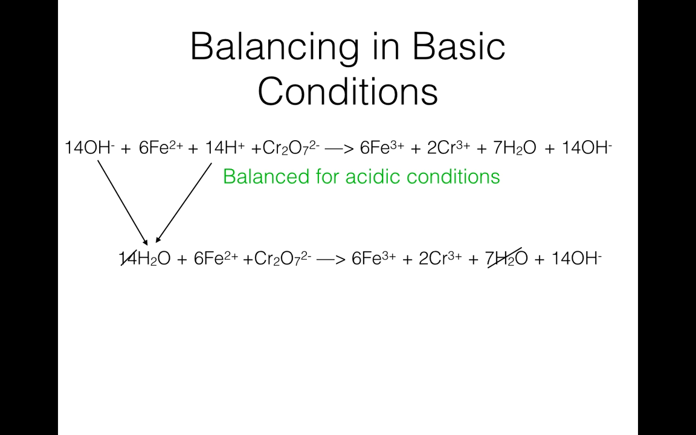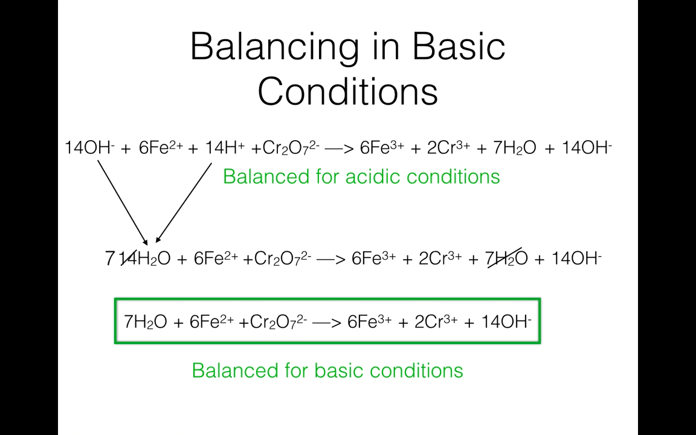The only thing is that you'll notice we have waters on both sides. So again, like spectators, anything that appears on both sides of our reaction equation we can cancel out. All 7 waters on the product side can be canceled, and 7 of our 14 on the reactant side can be canceled out, leaving us with just 7 left over. Finally, rewriting the reaction again, we now have a balanced reaction for basic conditions. So all the H plus is gone, and we have hydroxide instead. Notice though that the amounts of iron and chromium haven't changed. It's just the waters, hydroxides, and H plus that we've actually altered.